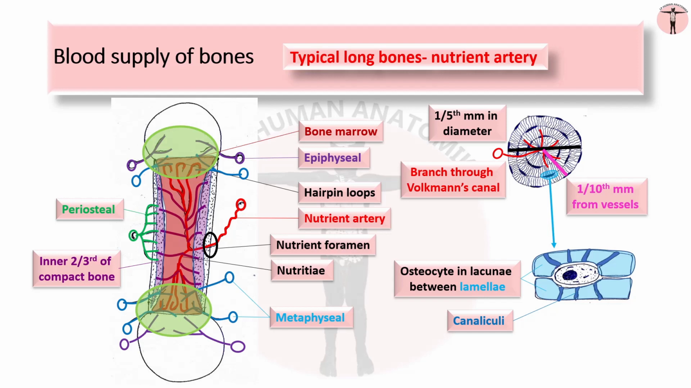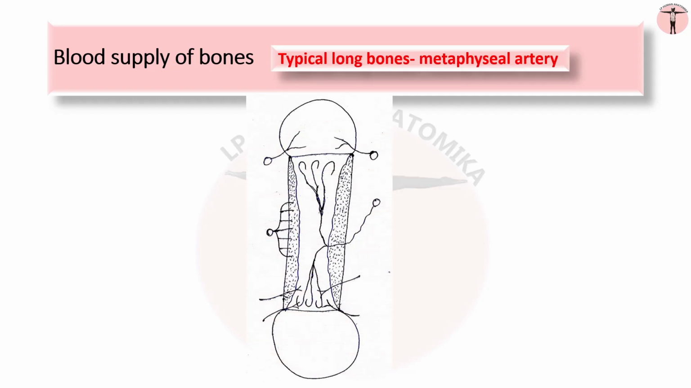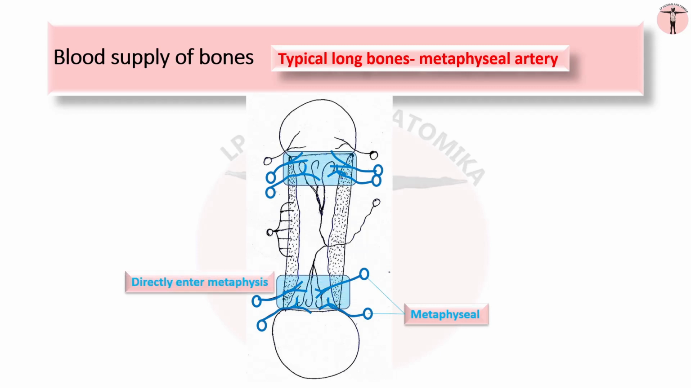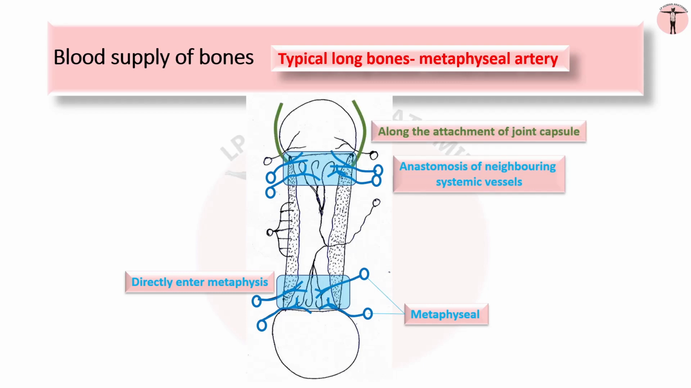Some bones, such as the femur, have several nutrient arteries, whereas other bones like the tibia have only one. Juxtaepiphyseal or metaphyseal arteries. Metaphyseal vessels directly enter the metaphysis. The metaphyseal vessels are numerous in number and are small vessels arising from the anastomosis of the neighboring systemic vessels around the joint and pierce the metaphysis along the attachment of the joint capsule.